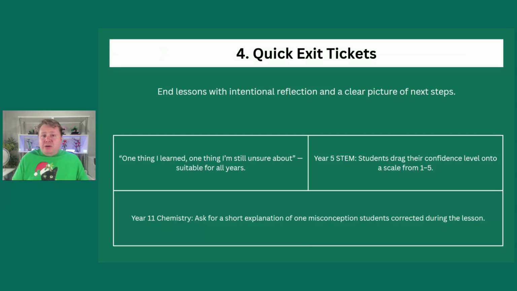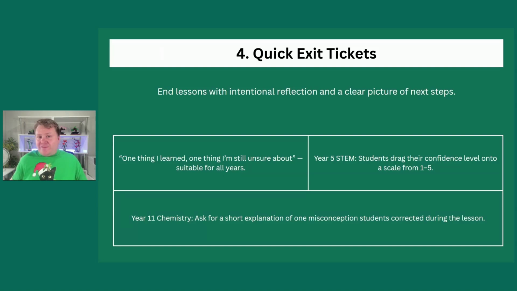Or maybe you've got a year 11 chemistry class. So maybe you ask for a short explanation of one misconception students corrected during the lesson. So maybe there's some kind of misconception, okay, and you ask for a short explanation to, again, test your students' understanding, see how they're going, see if they're able to identify and explain and elaborate, and use all of these skills that you have been teaching them. So exit tickets, another really simple way that we could use Pear Deck in the classroom.